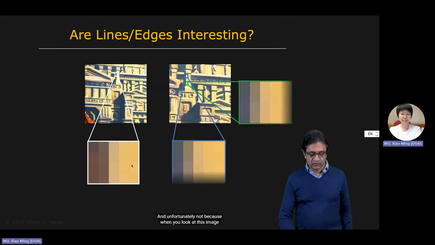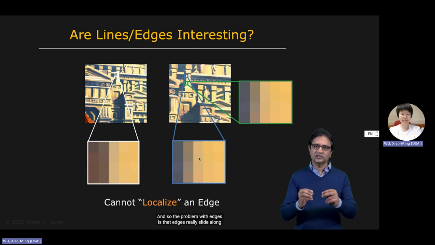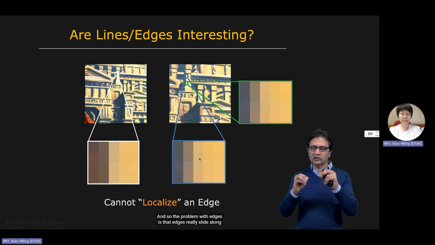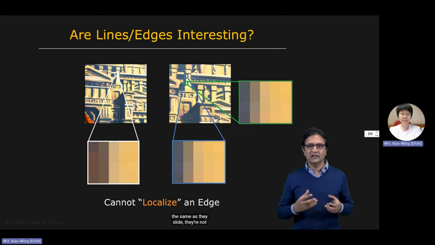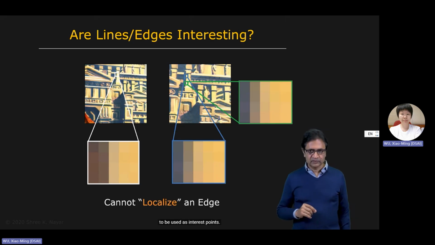And unfortunately not, because when you look at this image, you're going to see lots of edges there that have the same kind of brightness variation. And so the problem with edges is that edges really slide along boundaries of objects, and they look pretty much the same as they slide. They're not really descriptive enough and unique enough to be used as interest points.